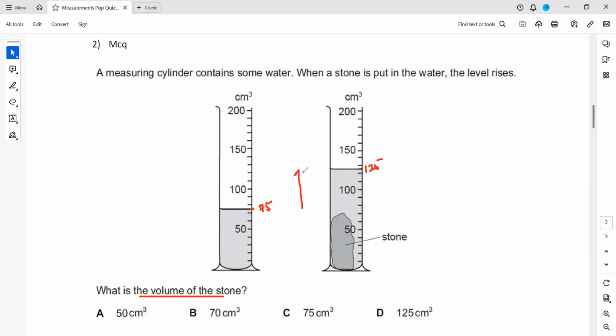So how much does the volume change? It changes from 75 to 125. So the change in volume, the difference, 125 minus 75, will give us B as the right answer. Sorry, A is the right answer, not B, because we take a difference, 125 minus 75. So 50, which is A.